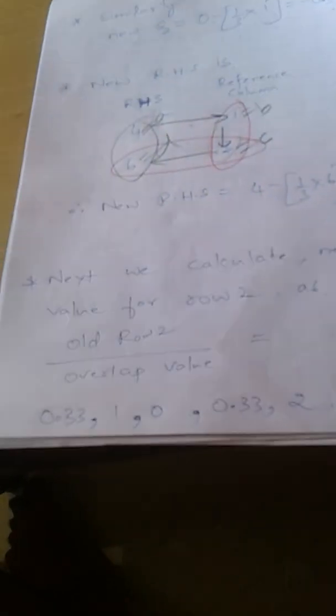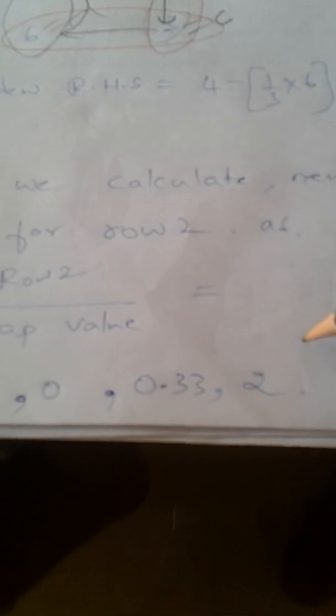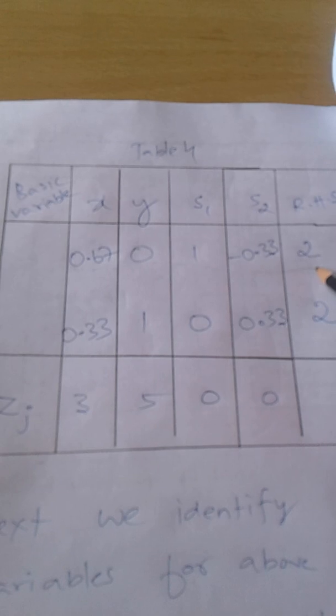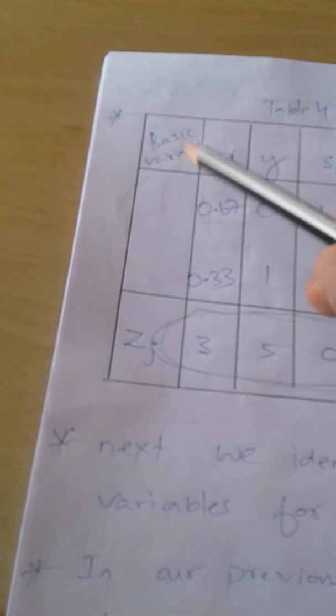Okay, so if I have to see, I'm just going to the next page. So it will be 0.33, 1, 0, 0.33 and 2. Okay, so I'm just replacing all the new values here. New row 1, including RHS, is equal to 2, and new row 1 is this, whatever we have calculated. This will not be changed, that is, the Zj values will not change, they will remain as they are. Okay, so next, we have to see how to determine these basic variables.